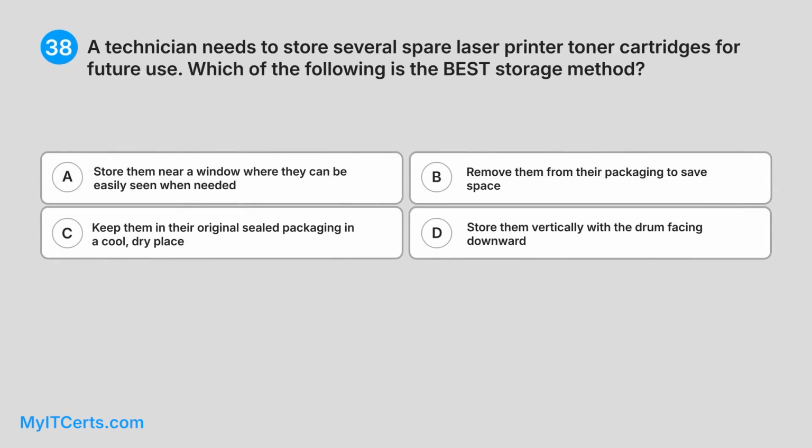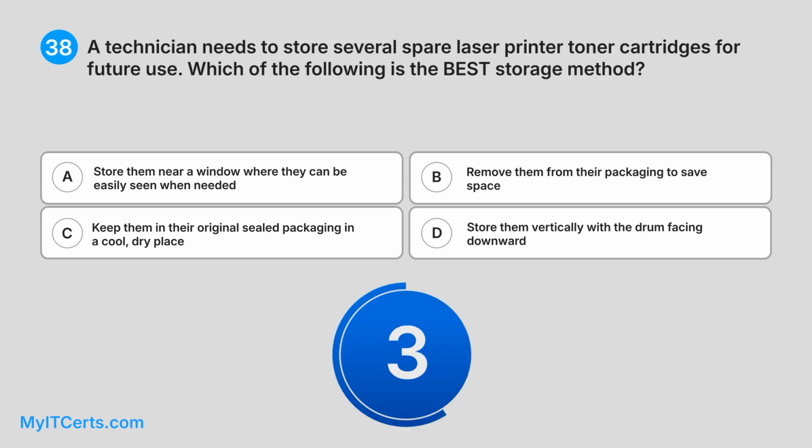38. A technician needs to store several spare laser printer toner cartridges for future use. Which of the following is the best storage method? A. Store them near a window where they can be easily seen when needed. B. Remove them from their packaging to save space. C. Keep them in their original sealed packaging in a cool, dry place. D. Store them vertically with the drum facing downward. What do you think is the answer?